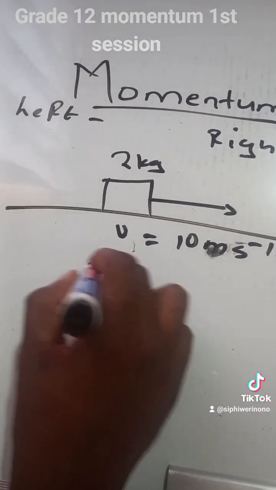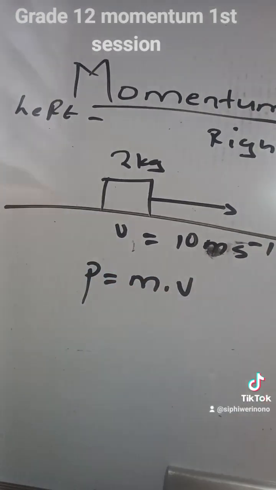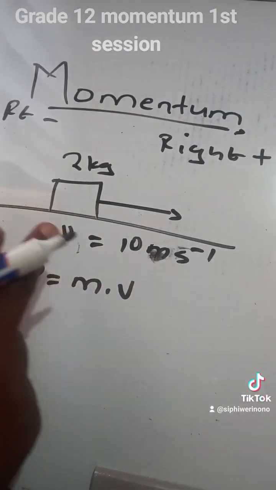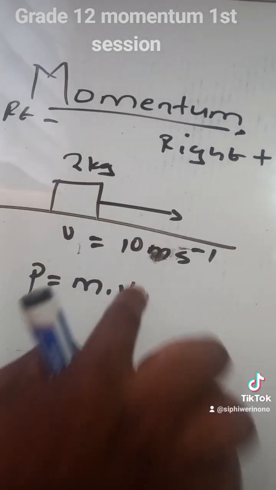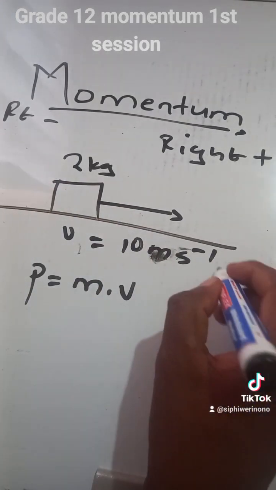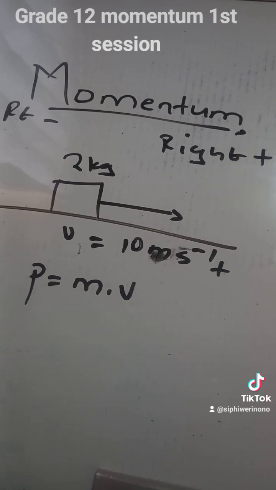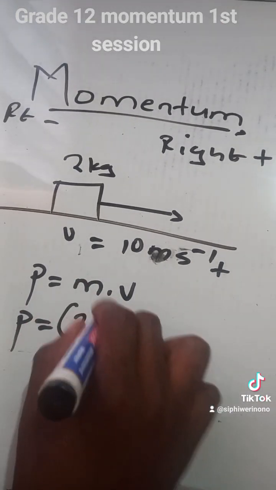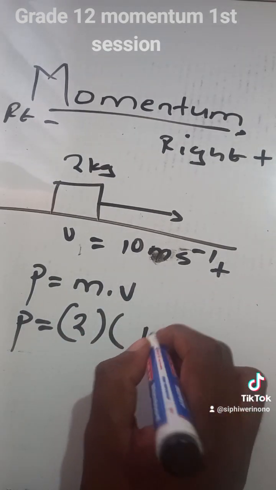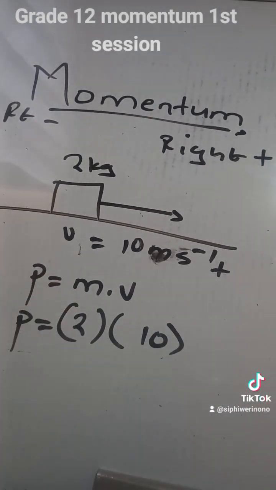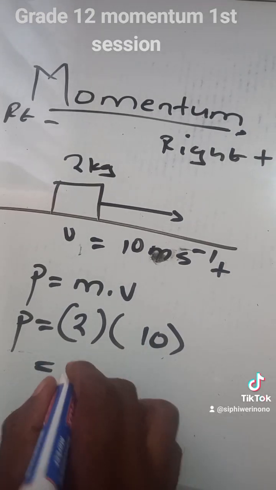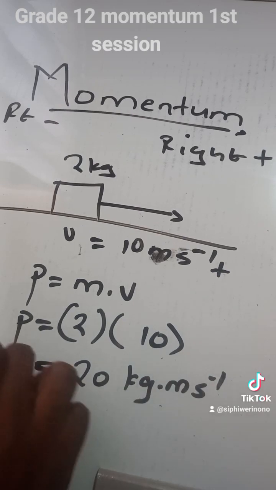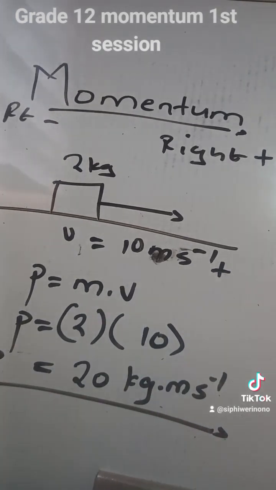Therefore, I'll say P is equal to M multiplied by V, since I need the momentum of this. Because I took right to be positive and it's initially going to the right, my initial velocity will also be positive, because it's going in the same direction. So momentum is equal to the mass, which is 2, multiplied by the velocity, which is positive 10 because it's going to the right. So 2 multiplied by 10 becomes 20 kg meters per second. This is the momentum of this particular object.